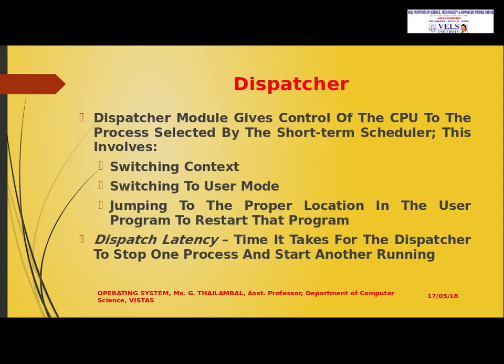And dispatch latency. Dispatch latency is nothing but the time taken for the dispatcher to stop one process and start another process. When one process is executing and another process arrives for execution, the first process will be stopped and the second process gets started. So, the in-between time is called dispatch latency.